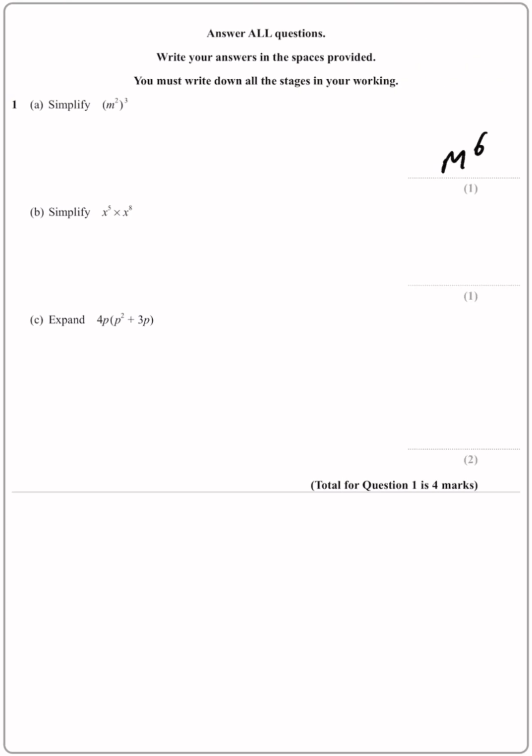Multiply the powers: m to the 6, add the powers: x to the 13, and then 4p cubed plus 12p squared when you expand those out.